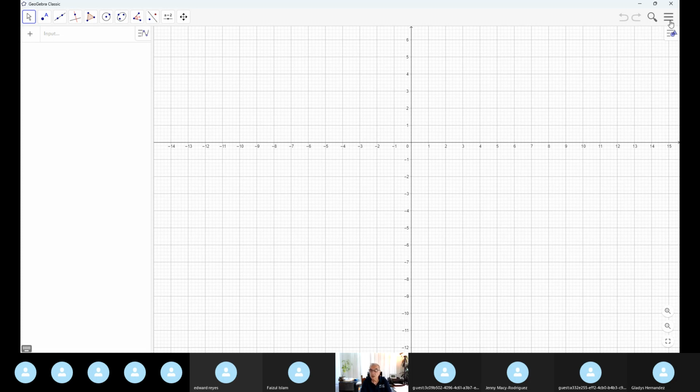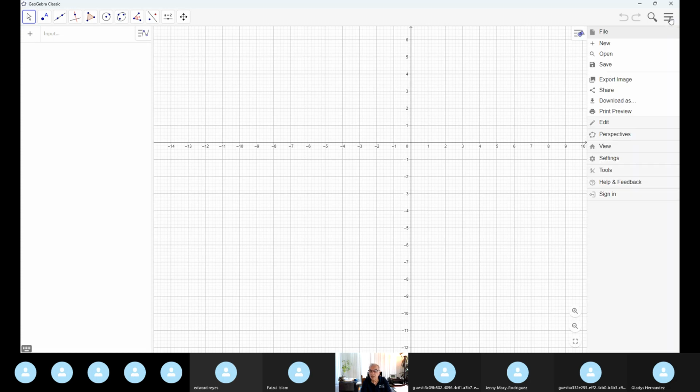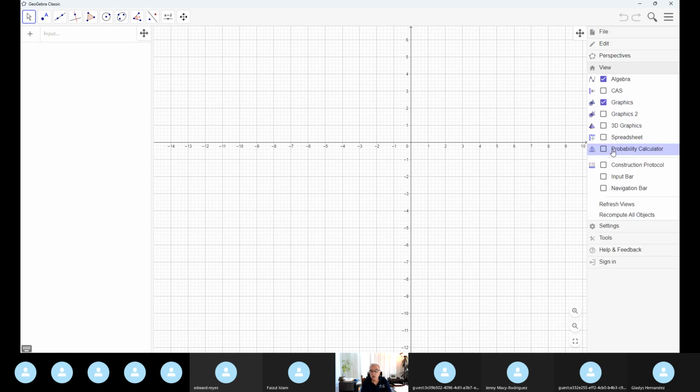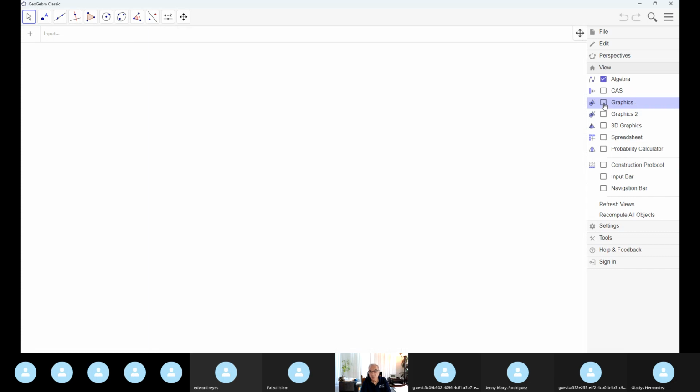You go here to the three horizontal lines and select View. When you select View, you see the different windows that we can use in GeoGebra. But for this job, we don't need graphics. I click that. We're using Algebra, we're using CAS, and we're using a Spreadsheet.